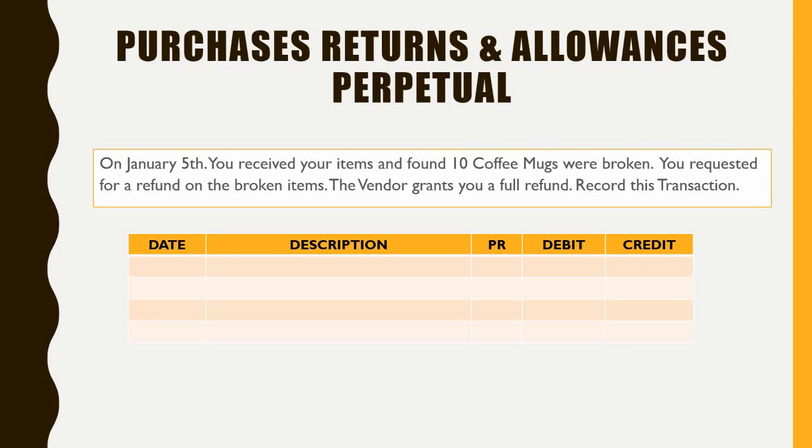So you go to the vendor and say, hey, I want a full refund on these broken coffee mugs. And of course, the vendor says, okay, yes, they grant you the full refund. So how do we record this transaction?